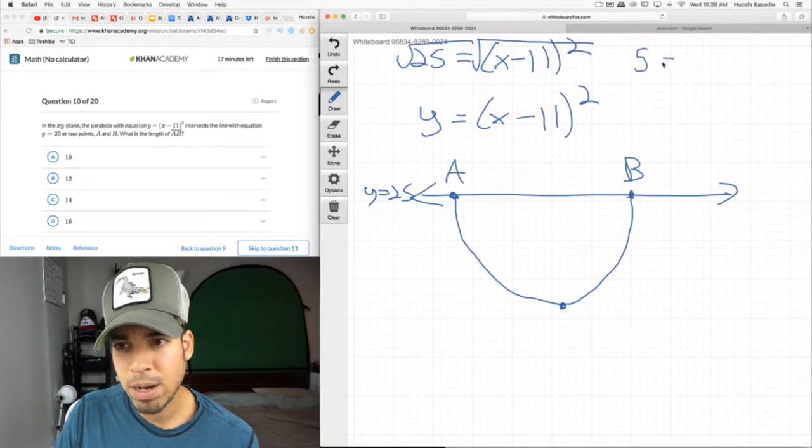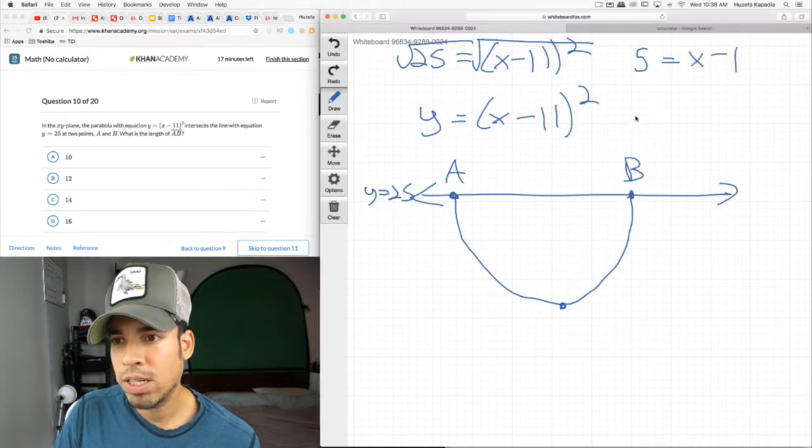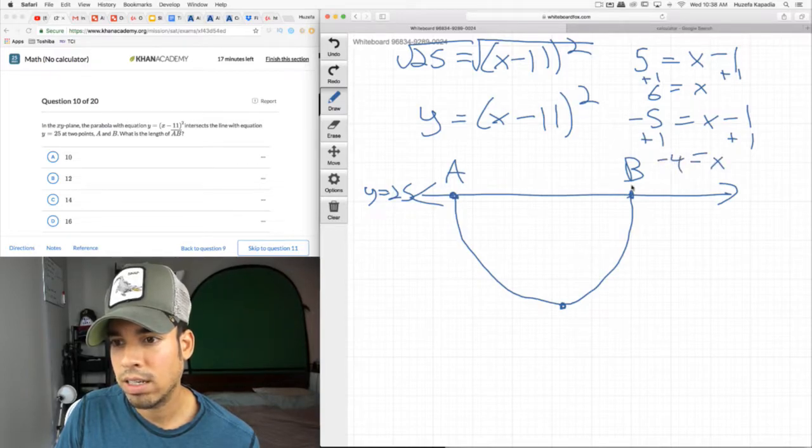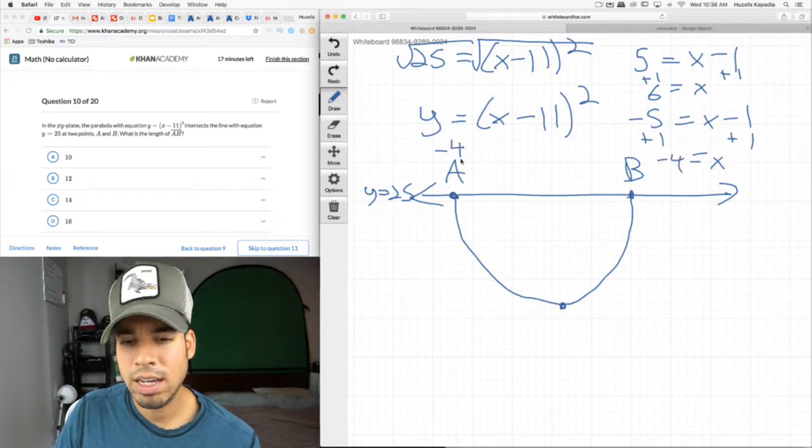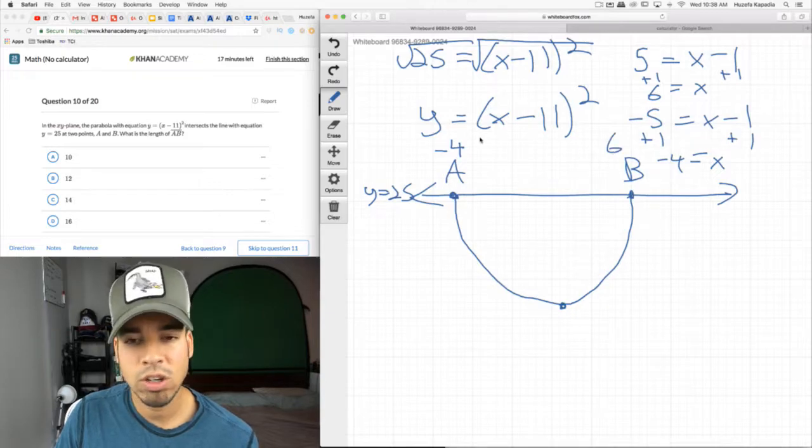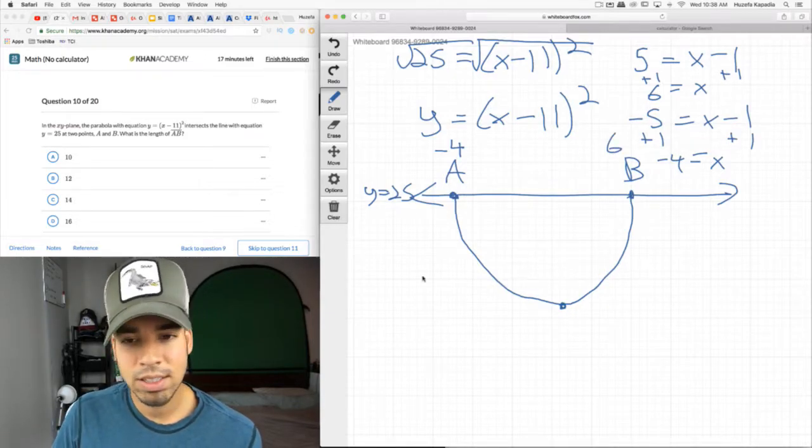First, we get positive 5 equals x minus 1, and we get negative 5 equals x minus 1. So here, if I add 1, I get x equals 6. Here, I add 1, I get x equals negative 4. So here, it's negative 4. Here, it's 6. I'm just talking about the x value. The y value doesn't matter because it stays constant.